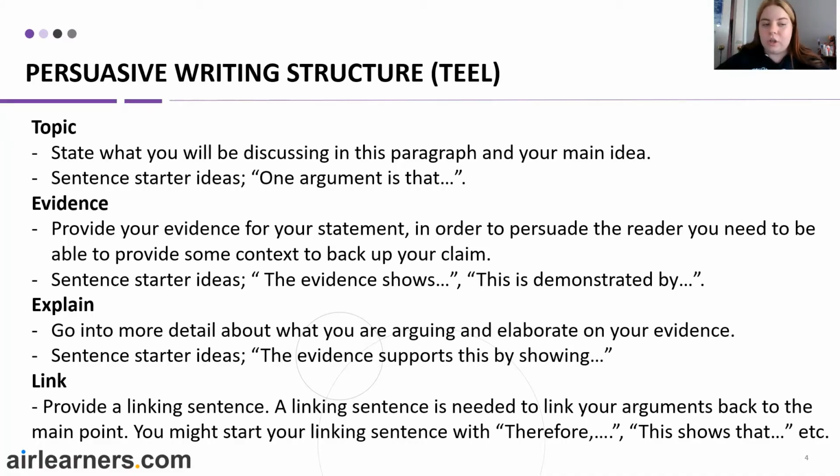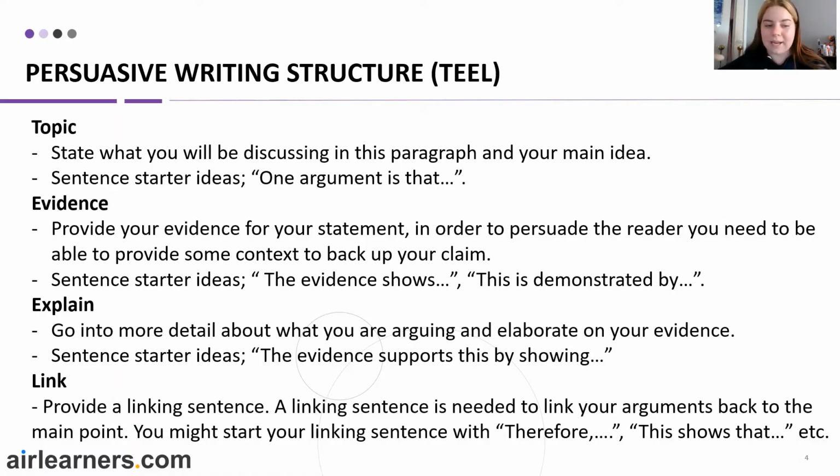Next, you're going to include your evidence. Provide your evidence for your statement. In order to persuade the reader, you need to be able to provide some context to back up your claim. Sentence starters might be, the evidence shows, or this is demonstrated by.